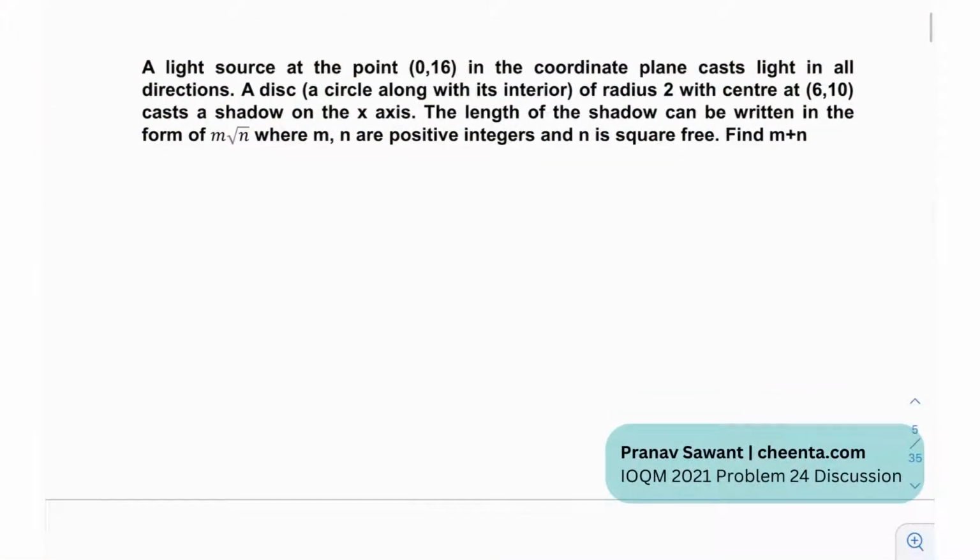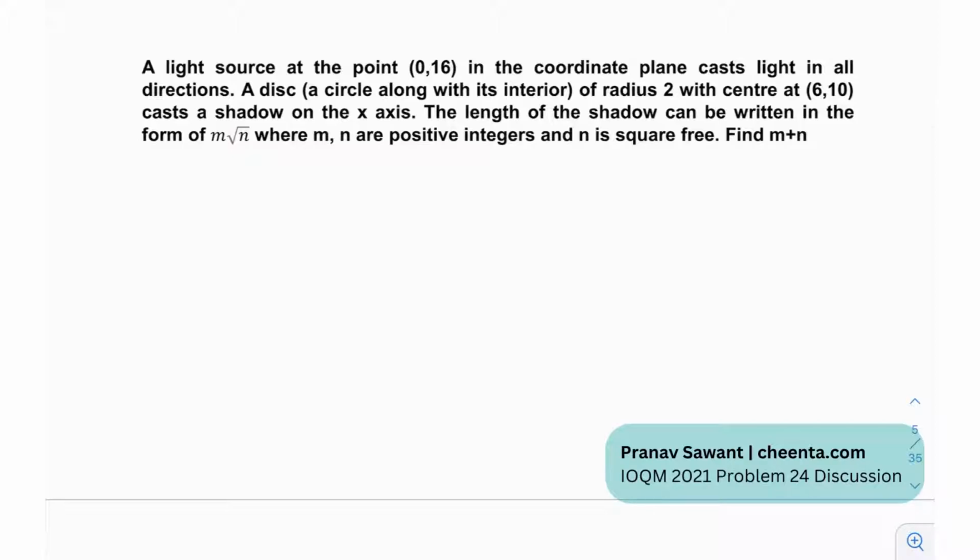Okay, so what does it say? It says a light source at the point (0,16) in the coordinate plane casts light in all directions. A disk, a circle with its interior, is to be considered circular, of radius 2 with center at (6,10), casts a shadow on the x-axis. The length of the shadow can be written in the form m root n, where m and n are positive integers and n is square-free. Find m plus n.